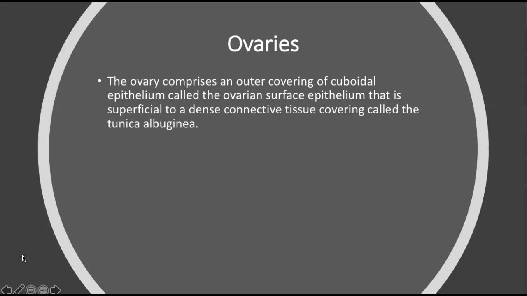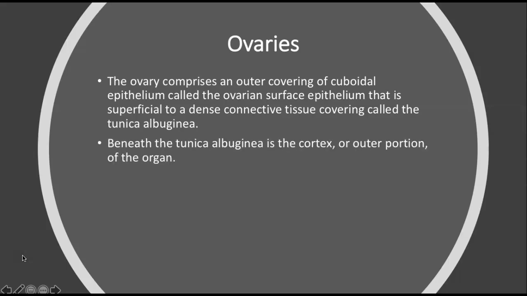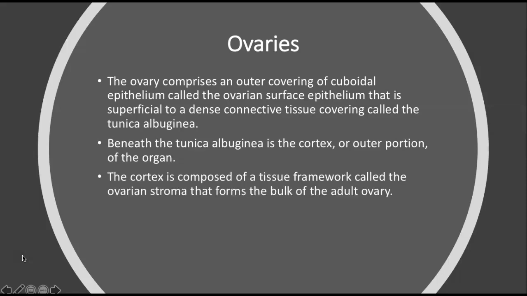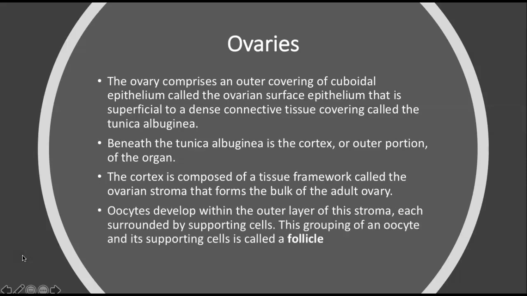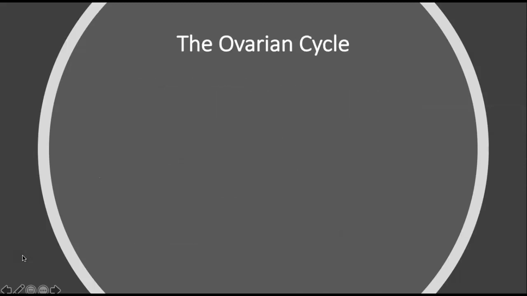Okay? The ovary comprises an outer covering of cuboidal epithelium called the ovarian surface epithelium. It's superficial to a dense connective tissue covering called the tunica albuginea. Beneath the tunica albuginea is the cortex, or outer portion of the ovary, and the cortex is composed of tissue framework called the ovarian stroma that forms the bulk of the adult ovary. Oocytes develop within the outer layer of the stroma, each surrounded by supporting cells. This grouping of an oocyte and a supporting cell is called a follicle. If you remember follicle stimulating hormone, we'll get to that in just a minute.